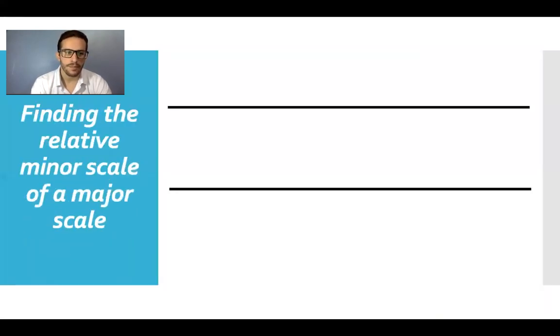So let's begin. Finding the relative minor scale of a major scale. For these examples, we're not going to use the staff. We're only going to use the letters. You should know by now how to put them on the staff. We're going to focus on the letters for this video. So first we have the C major scale, which you already know: C, D, E, F, G, A, B, C. No sharps, no flats. And these are the numbers assigned to each and every note of the C major scale.